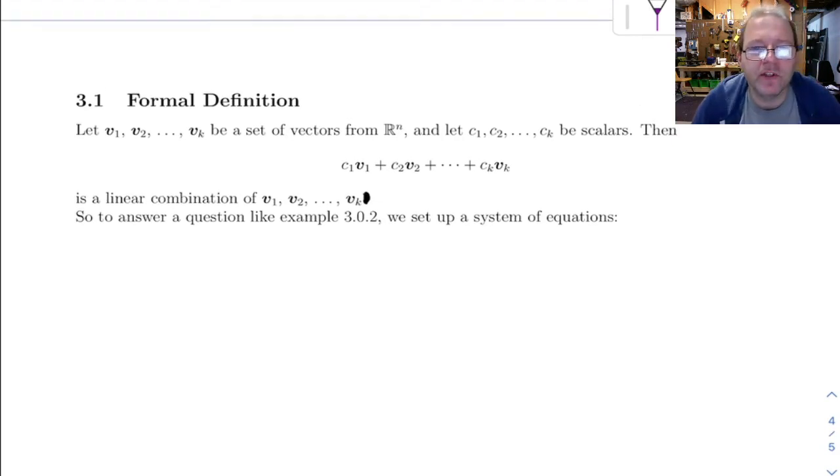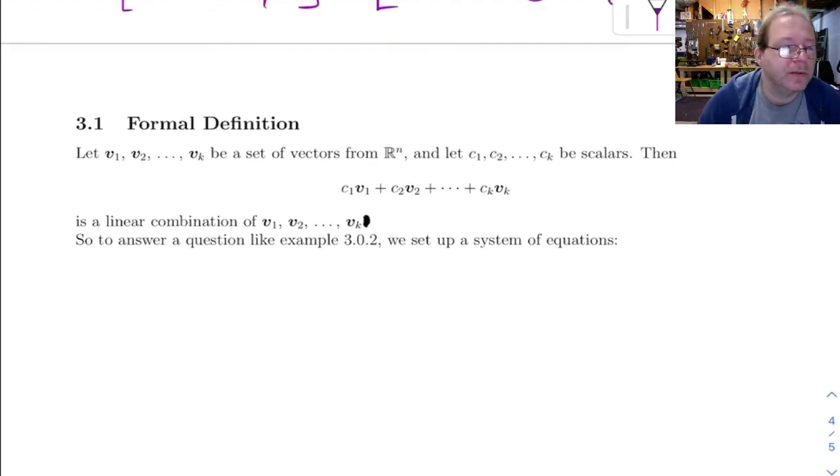Let's look at the formal definition of linear combination. If v1, v2 up to vk are a set of vectors from Rn, and c1 up to ck are scalars, then this right here is a linear combination of v1 up to vk. So I don't have any examples written here, but I'm going to make a couple up.